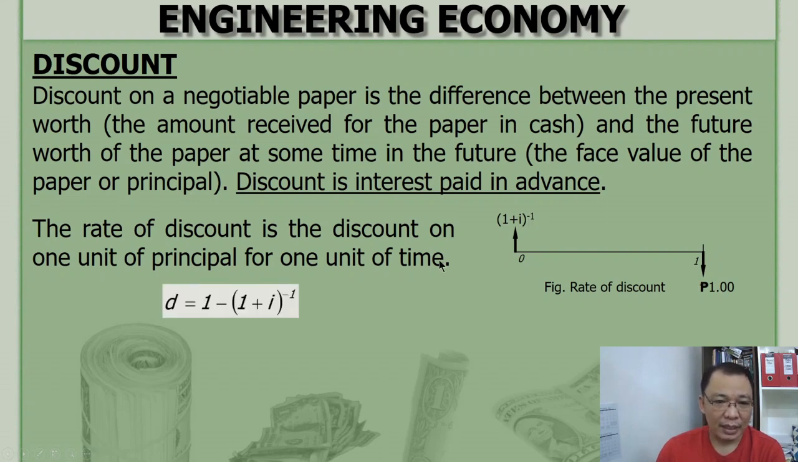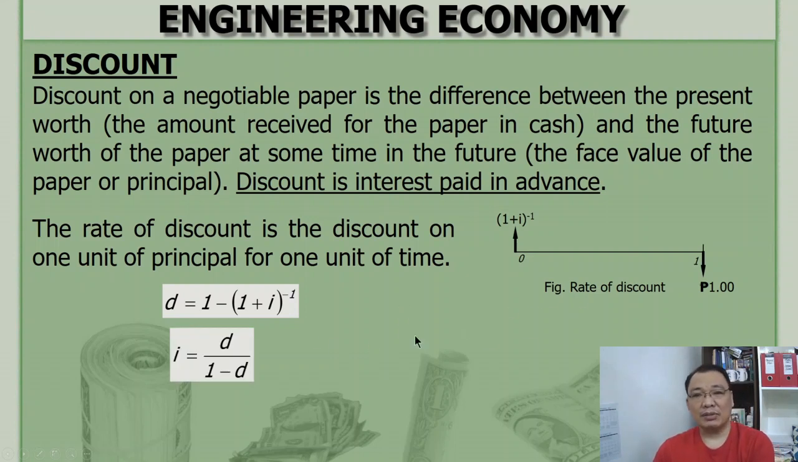So, in the definition, the discount is the difference between the present worth and the future worth. And it's obvious that the future worth is bigger than the present worth. So, a discount is the difference of F and P. To simplify, this is D, and if you want to solve for i in terms of D, you can simplify this one. You place this one in the denominator and then simplify. You will get this expression of i: D over 1 minus D.